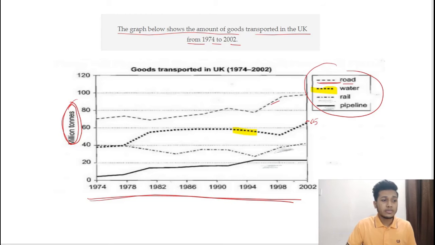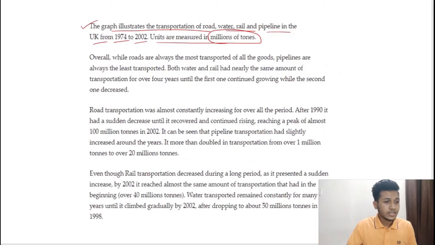And what is happening in the question? Just paraphrase the question. The amount of goods, and we wrote here transportation of roads, railway, water, and pipeline in UK. So we just paraphrase the question. Then the overview. In the overview you can write overall.